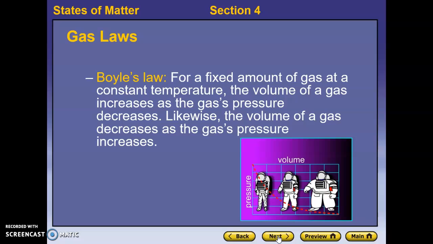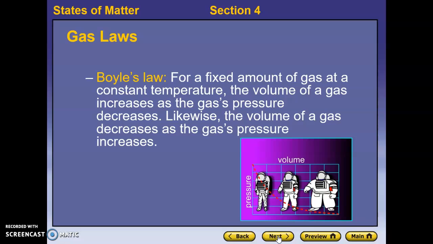It's called Boyle's law. Robert Boyle was an English scientist who spent a lot of time working with gases, and eventually he came up with this law. For a fixed amount of gas at a constant temperature, the volume of a gas increases as the gas's pressure decreases, and the volume of a gas decreases as the pressure increases. That is assuming that we don't change the amount of gas in the container.